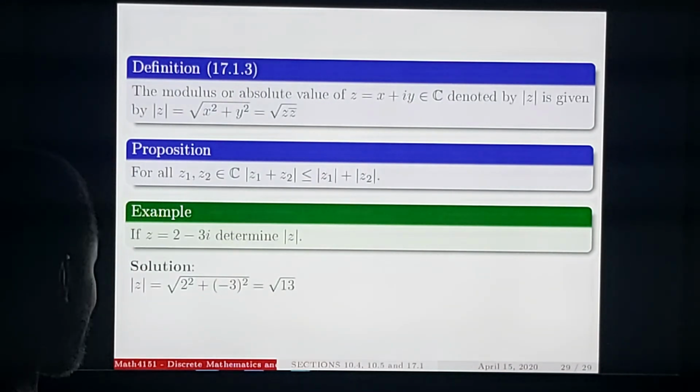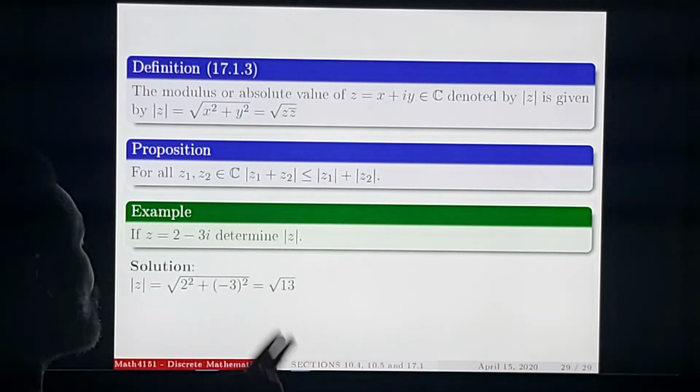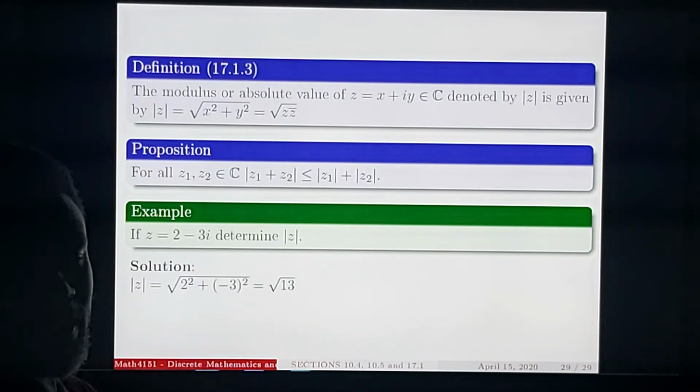So the last example just says that if z is this complex number, determine the modulus of z. So this will just be 2 squared plus minus 3 squared, square root, which is square root of 13.